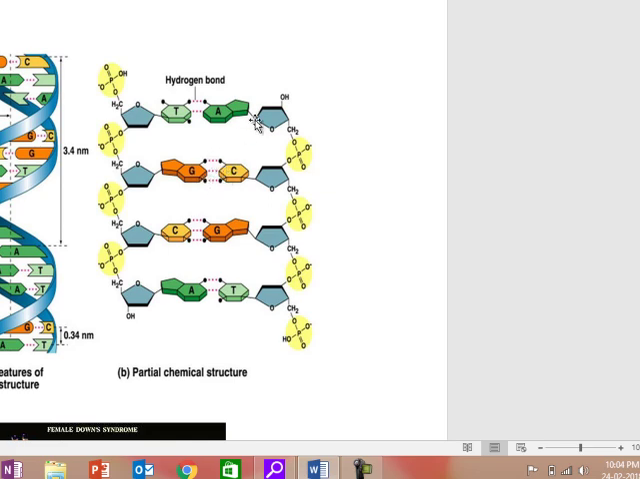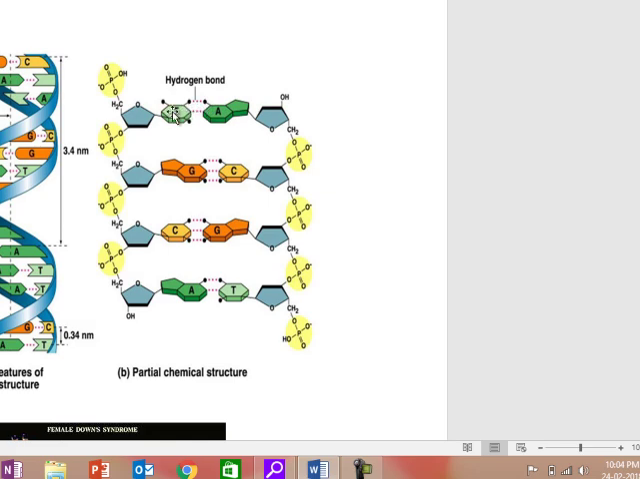Now the sugar binds with nitrogen base to form a nucleoside. So the combination of nitrogen base and sugar is known as a nucleoside. The bond is known as glycosidic bond. Glycosidic bond is present between nitrogen base and sugar. Hydrogen bonds are present between nitrogen bases.